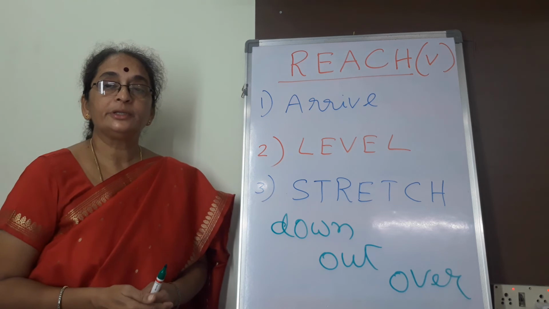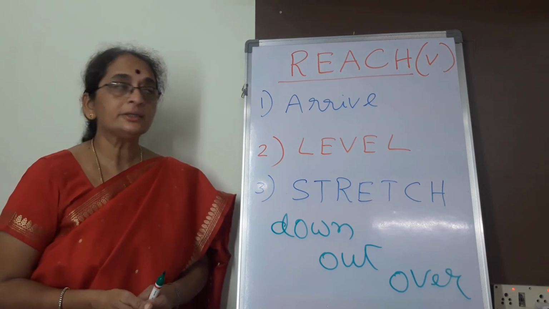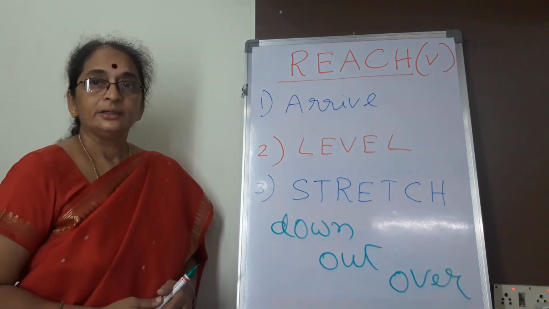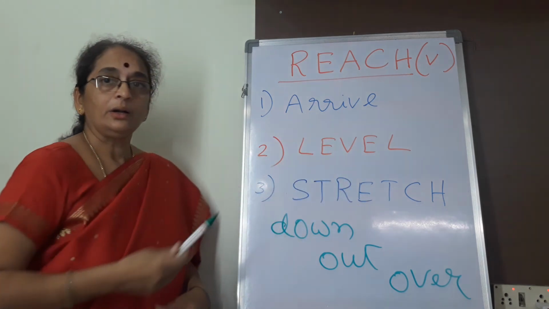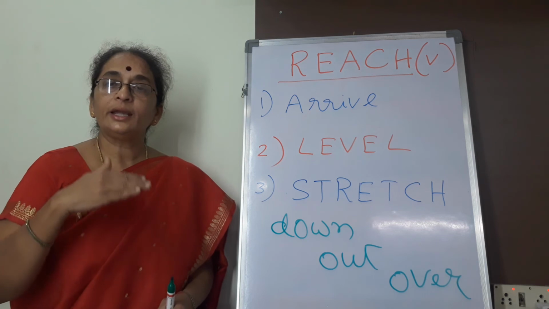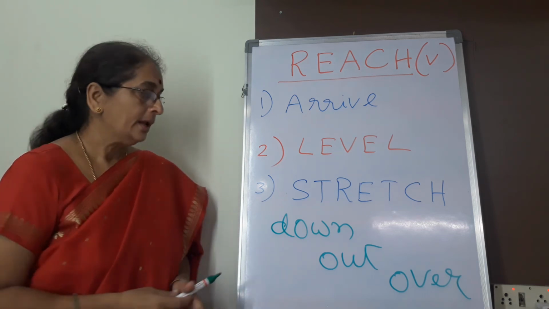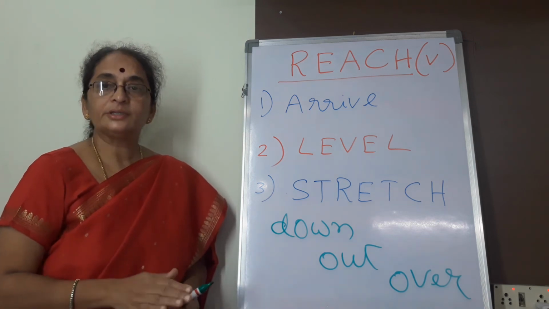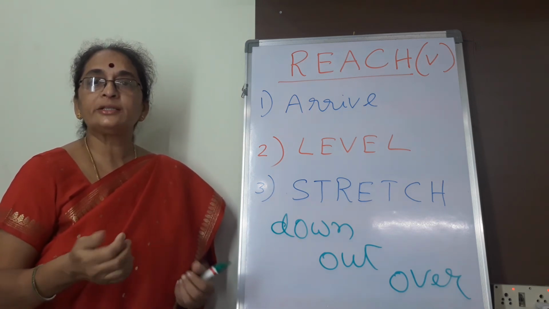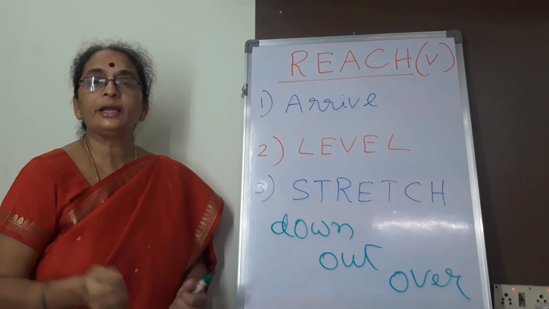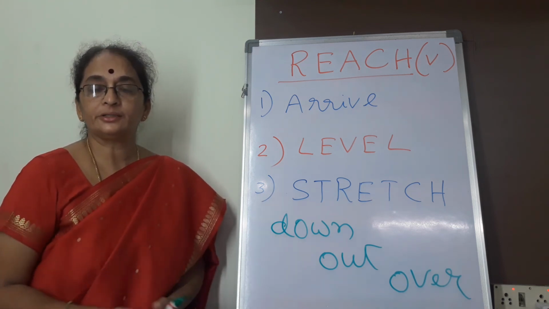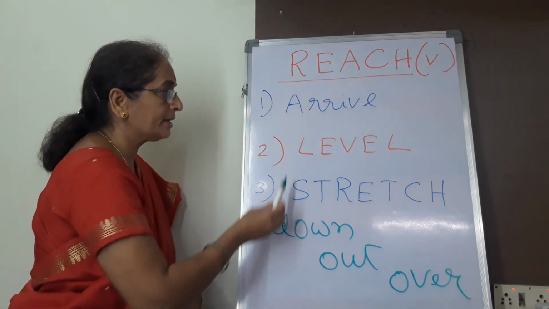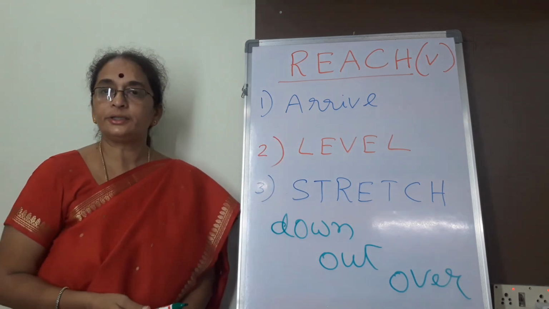I'm going to conclude this session with this last example, students. Just a quick review. In the first context, you will be reaching a place. In the second context, you will be reaching a higher level of understanding. In the third one, you are stretching out for something. You are stretching out to pick something. You are stretching out to get something for you from your surroundings. This is how the meanings are slightly varied.